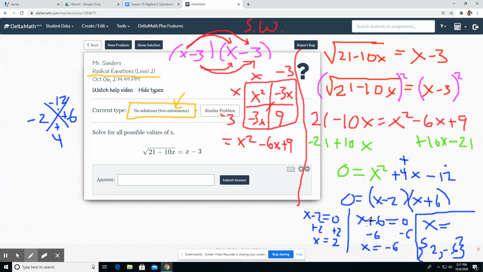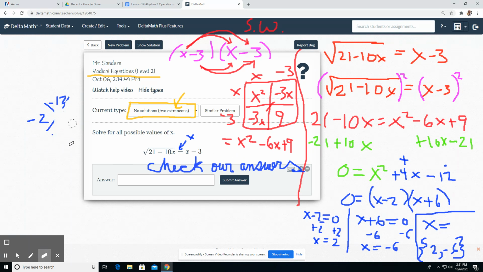All right. Well, you got to remember that when we have a square root sign, x is under the square root. We have to check our answers. Sometimes both of them work, sometimes none of them work, sometimes just one of them works. So we have to check our answers here. Go ahead and check both of our answers.